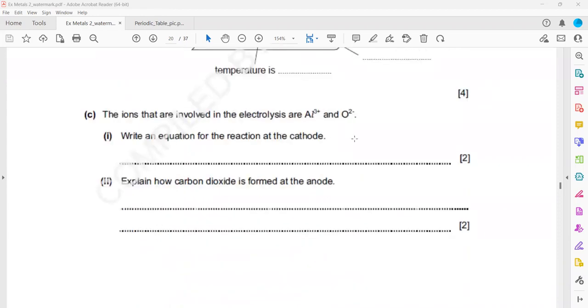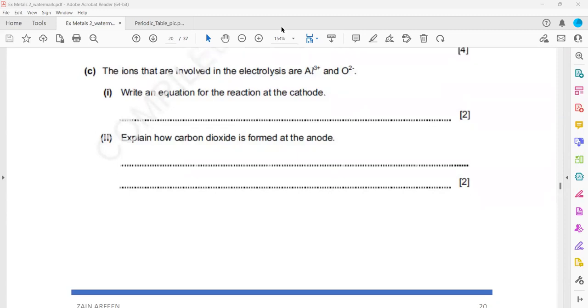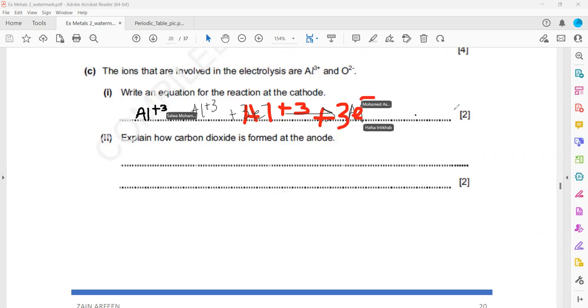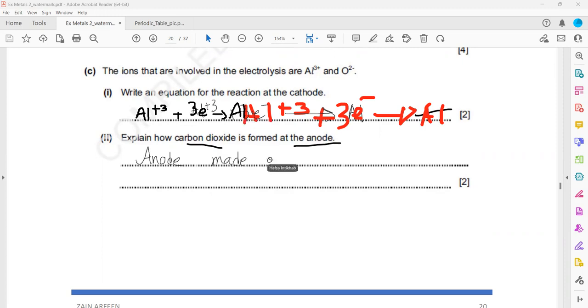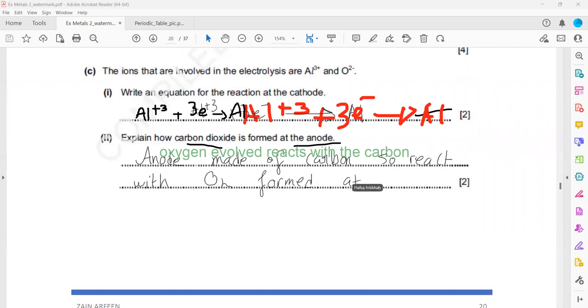Then write the equation for the reaction at the cathode and anode. At the cathode, aluminium ions will move and turn into aluminium metal. Al3+ takes 3 electrons and turns into aluminium metal. And why is carbon dioxide formed at the anode? Because the anode is made from carbon. Oxygen evolves and reacts with carbon, so carbon reacts with oxygen to form carbon dioxide.